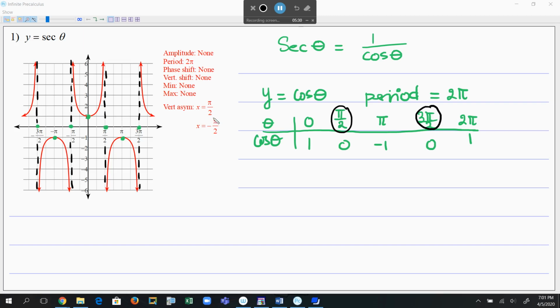For the vertical asymptotes, we usually list only 2, but here there are 4 of them on this graph. You can look here: x equals pi over 2, x equals 3 pi over 2, x equals negative pi over 2, and x equals negative 3 pi over 2. Okay, let's move on to the next example.